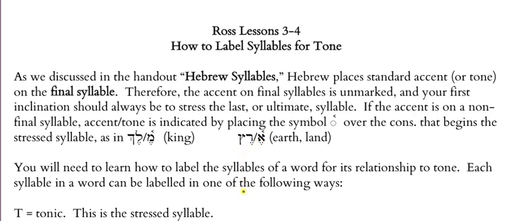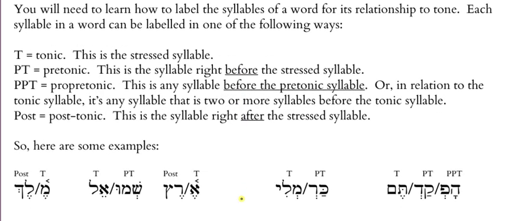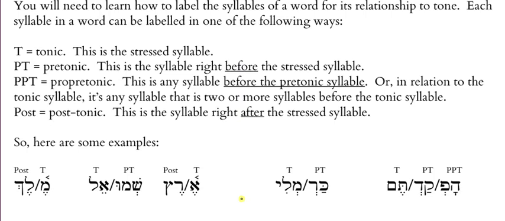Now, you will need to learn how to label the syllables of a word for its relationship to the tone. And each syllable in a word can be labeled in one of the following ways, and I'm going to ask you to use these abbreviations for the location of the tone or stress. Okay? We're going to use the abbreviation T for the word tonic. The syllable that is tonic is the stressed syllable, which is usually going to be the final syllable. So you'll put a T over the final syllable if it's the tonic syllable. Any syllable that's stressed is the tonic syllable. You'll label it with a T.